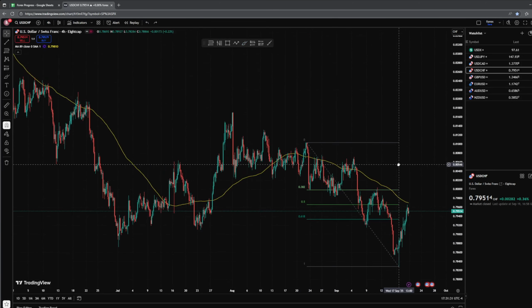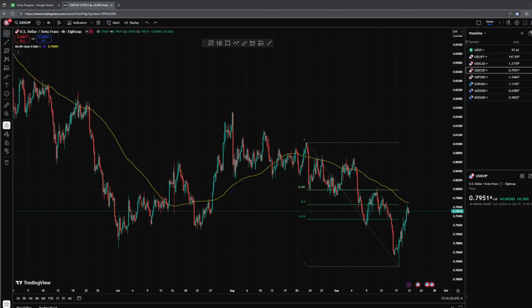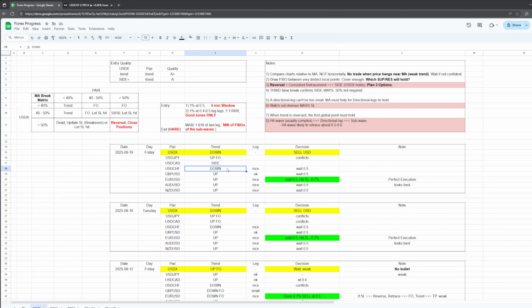So let's write it down. USD Swiss franc trend is down, which corresponds to the USD index chart. Leg size is really nice, demonstrating really strong resistance at 50% retracement. I have sold all of my available position on the New Zealand dollar USD, so I don't have an additional position to risk.